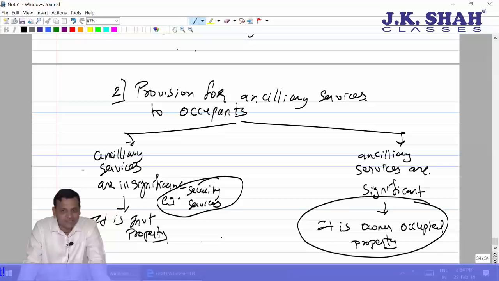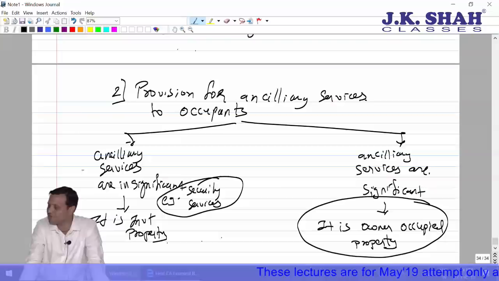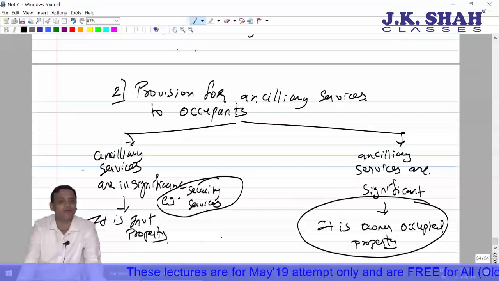Are you understanding? See, first I said I am giving only an insignificant service. I gave one watchman. So you will say, sir, then your main motive is not giving watchman services. Your main motive is giving the property on rental basis. That is your main objective.